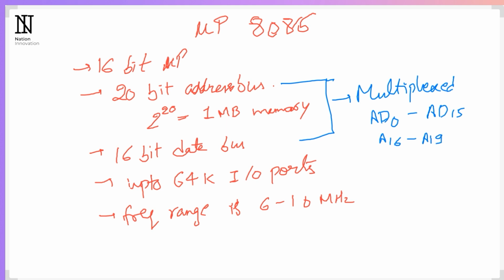Another important thing is that 8086 is designed to operate in two modes: minimum mode and maximum mode. Minimum mode is basically a single microprocessor configuration, and maximum mode is a multi microprocessor configuration. There is a pin called MN/MX, and by applying 1, minimum mode is selected, and by applying 0 on it, maximum mode is selected.